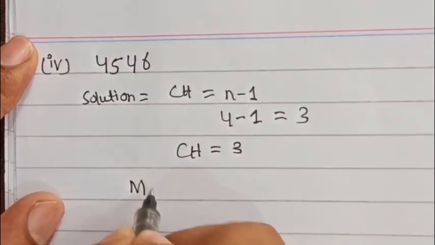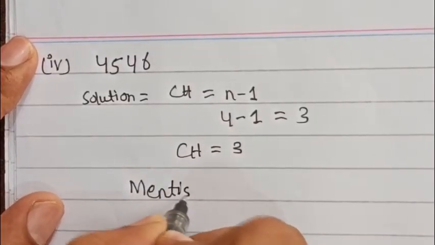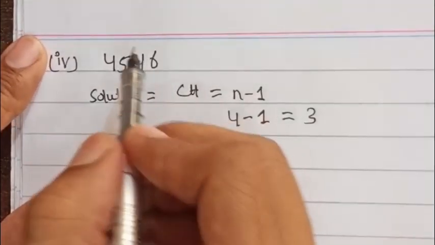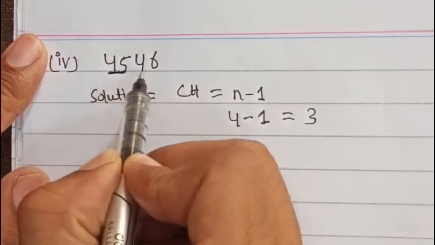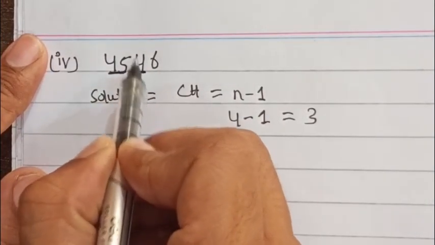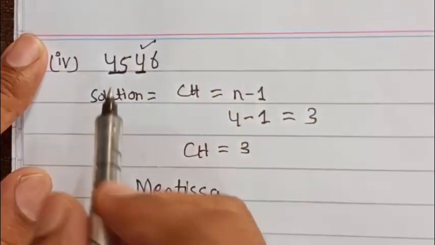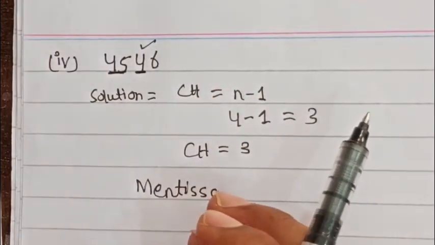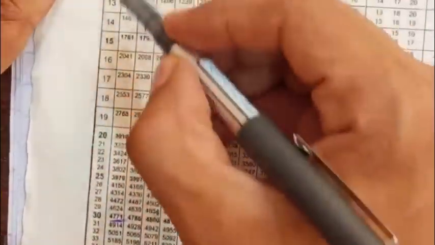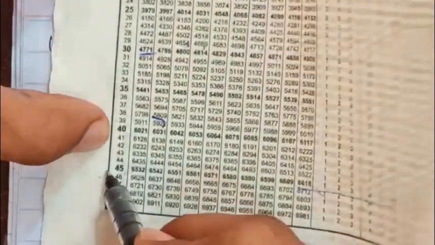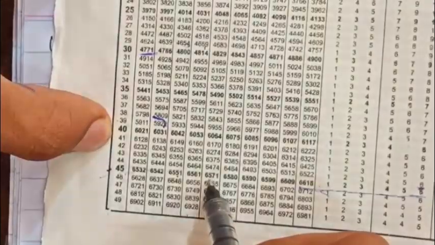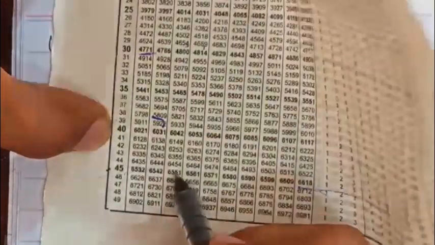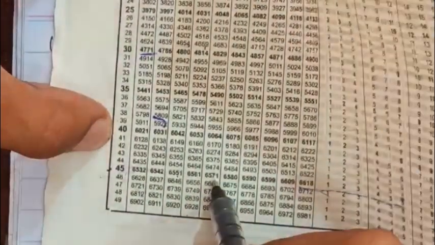So for finding out the mantissa, I need to check 45 in what column? Fourth column. Okay, I need to check 45 in the fourth column. See here, 45. So it is the fourth column. So this is first column, second column, third column. Okay, this is the fourth column.